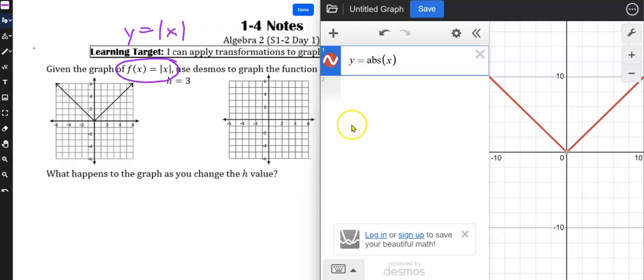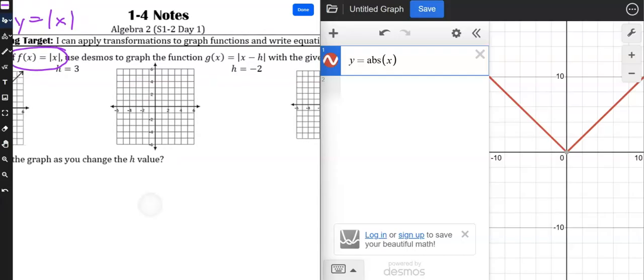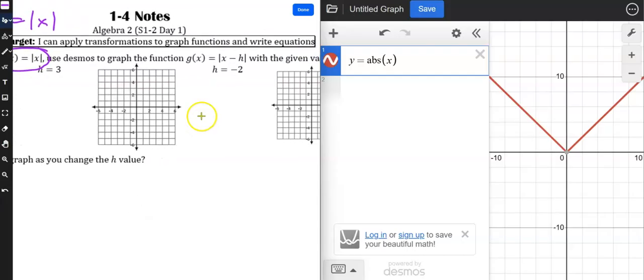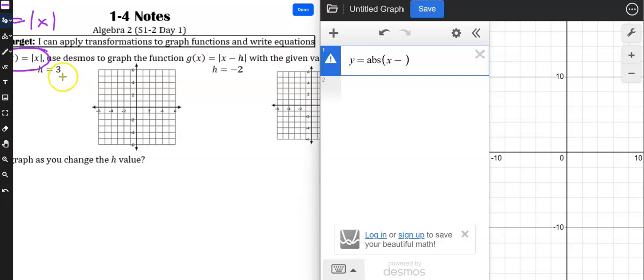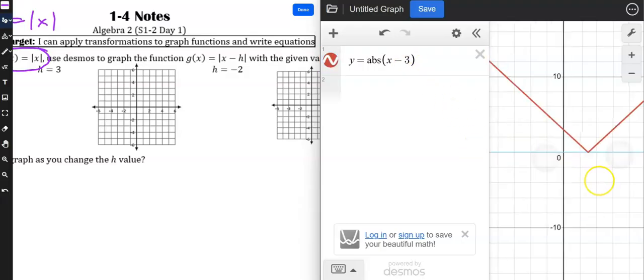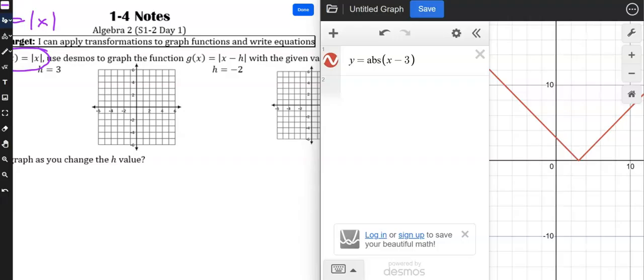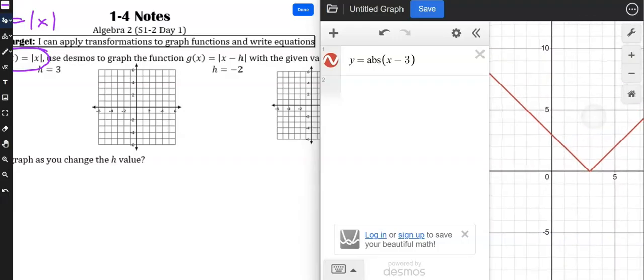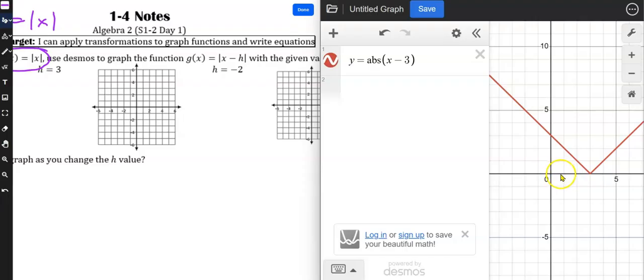So what they're asking me to do in this part is they're saying, okay, I've got two changes for you. Now inside these absolute value bars, we're going to put a minus sign, and this time we're going to put a 3 in there. And what does it look like? Well, look at that. It moves it over. I should probably just zoom out. It moved it over 3 places to the right. Well, that's kind of weird because there's a minus in there.